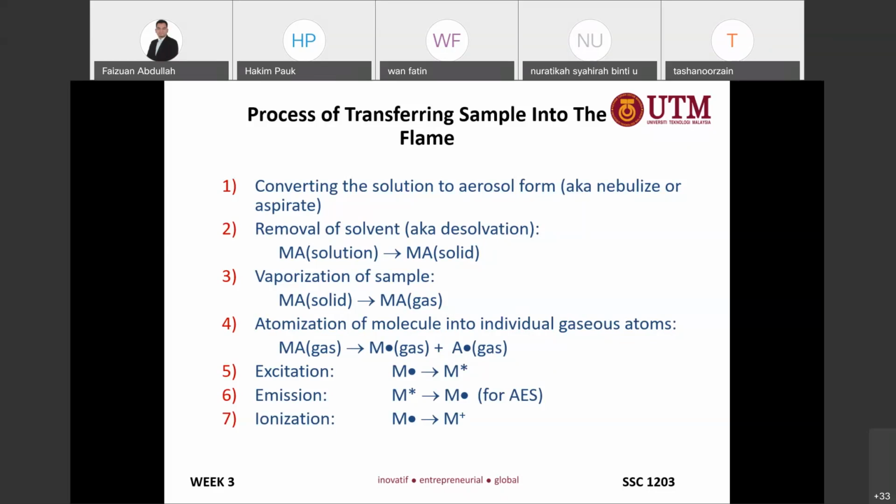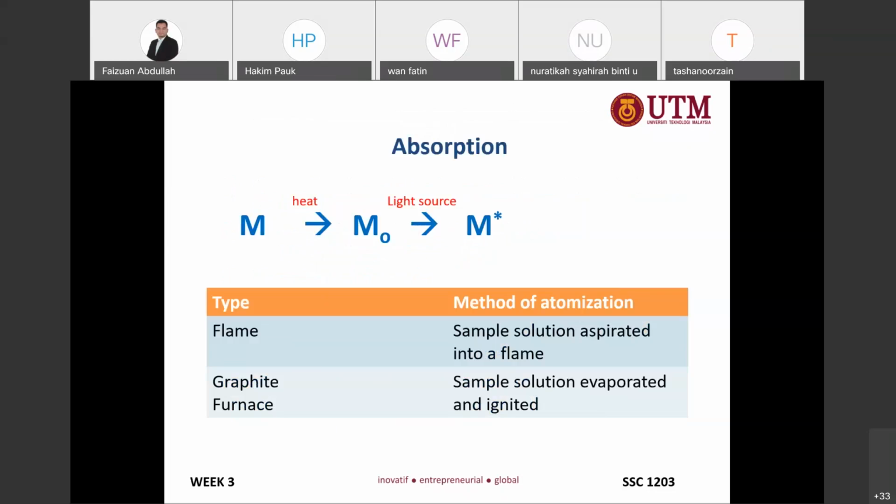the detector detects that some of the spectrum from the iron lamp has been absorbed by the analyte, which is probably iron in the sample, right? This is how the absorption happens. The atom, when being heated, will absorb the light spectrum from the light source.